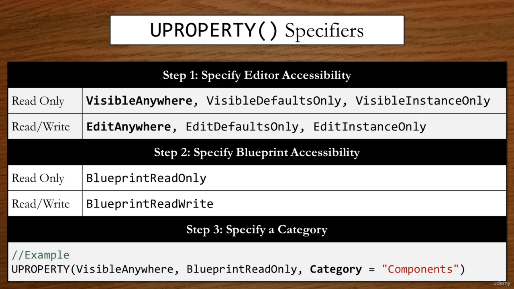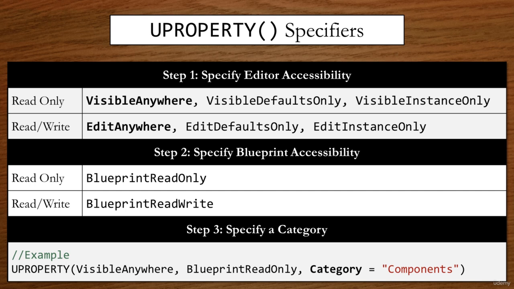The next step is to specify the blueprint accessibility. Again, do we want the property to be available in the blueprint graph? Do we want to allow access for that to be fetched and then also to be written to? The read-only option is blueprint read-only, and then if we want to read and write, then we can provide a blueprint read-write. Finally, we can specify a category.